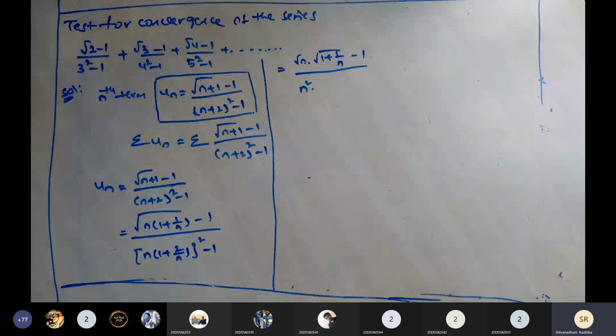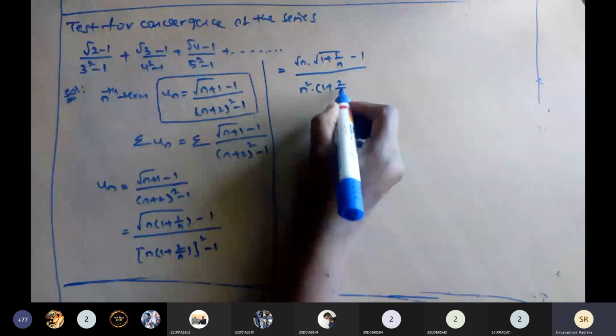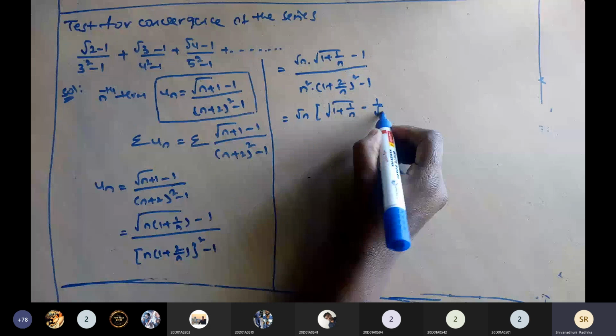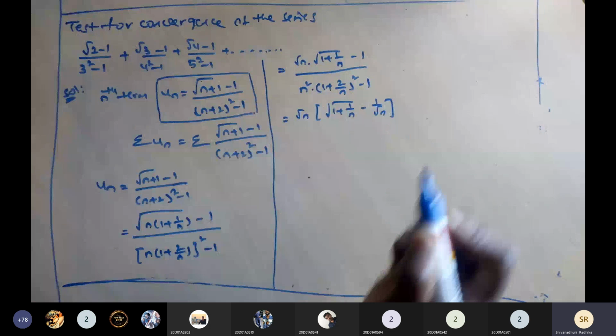In the denominator also, a plus b whole square, in the denominator n square into 1 plus 2 by n whole square, so 1 plus 2 by n whole square minus 1. Now in the numerator, root n is the highest power, so take root n common: under root of 1 plus 1 by n minus 1 by root n. In the denominator, I am going to take n square common. What do we have? 1 plus 2 by n whole square minus 1 by n square.